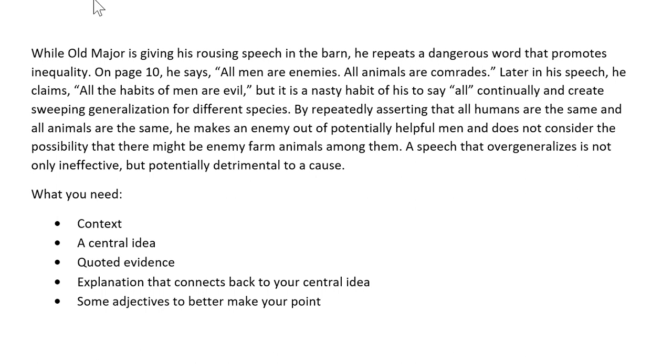So I've done a little model of an analysis for page 10 and 11 of Animal Farm, and I'm doing an analysis of Old Major's speech that he's giving in the barn. So these are the things that I need, these 5 things for a successful baby analysis. This isn't an analysis paragraph, it's just like a tiny one.